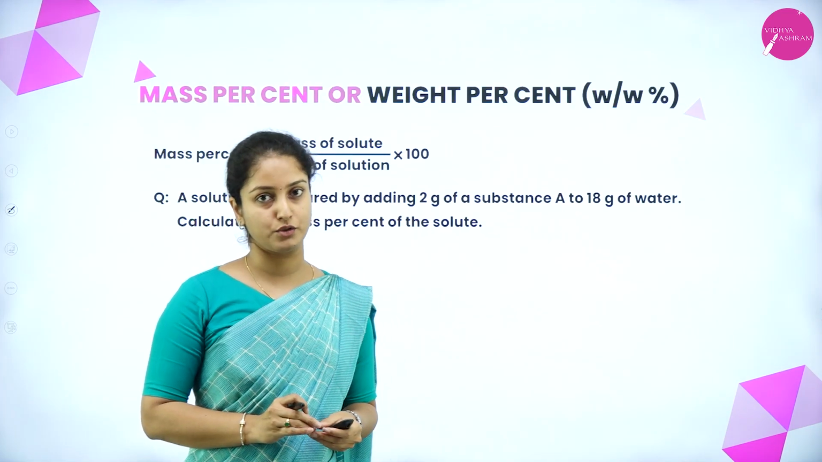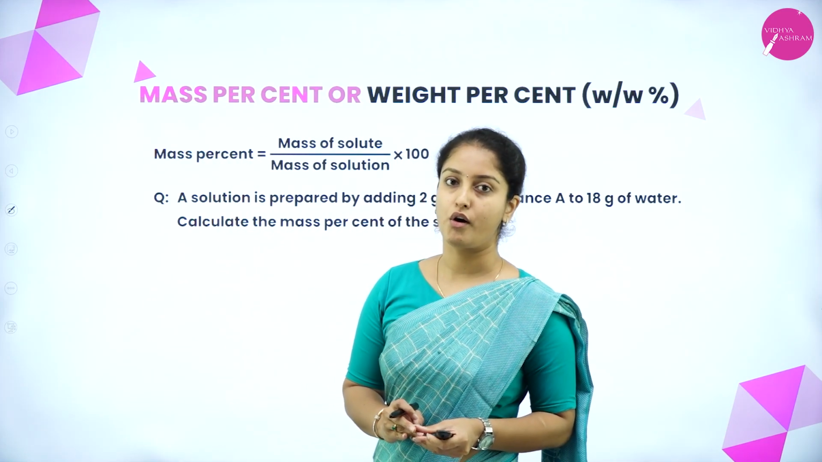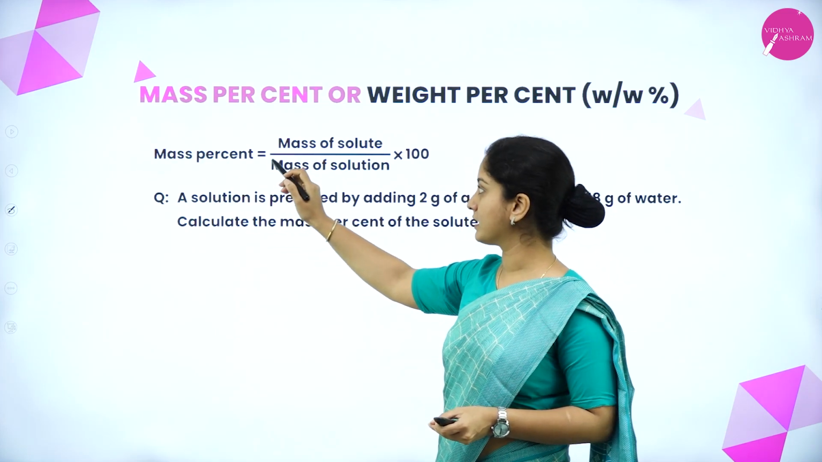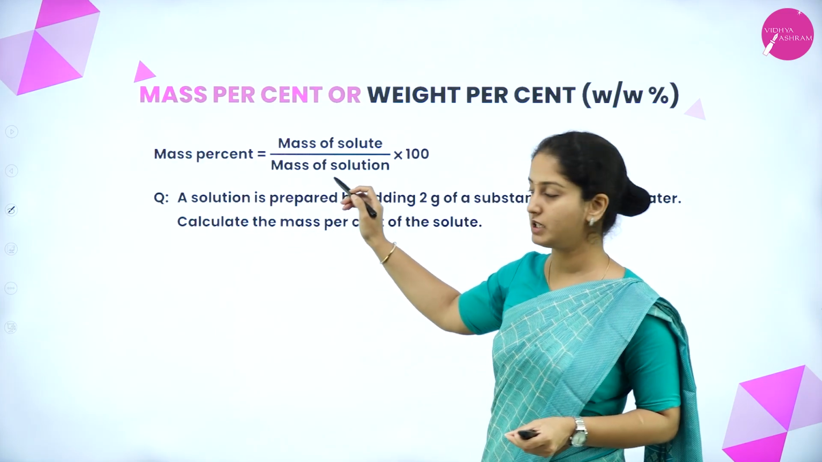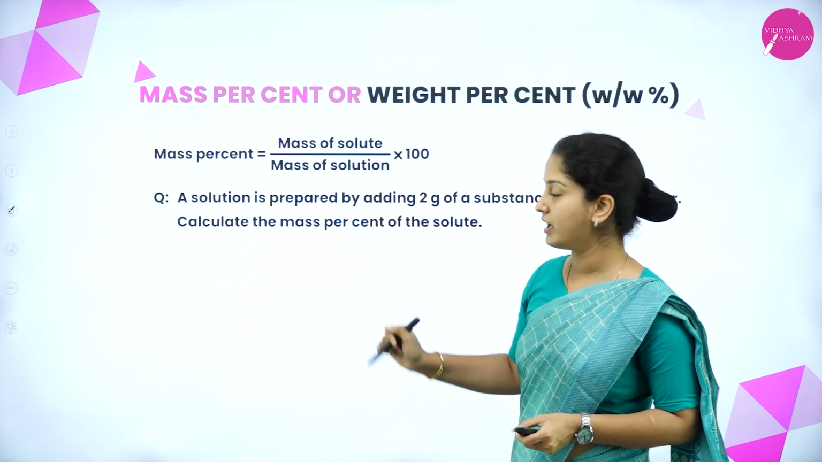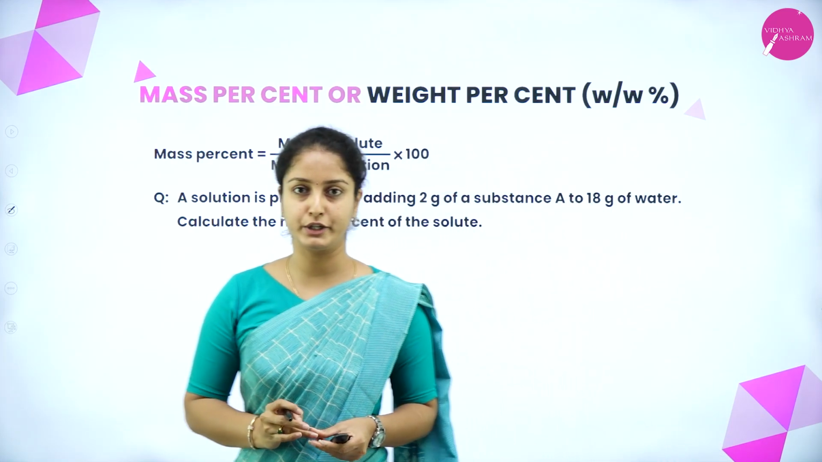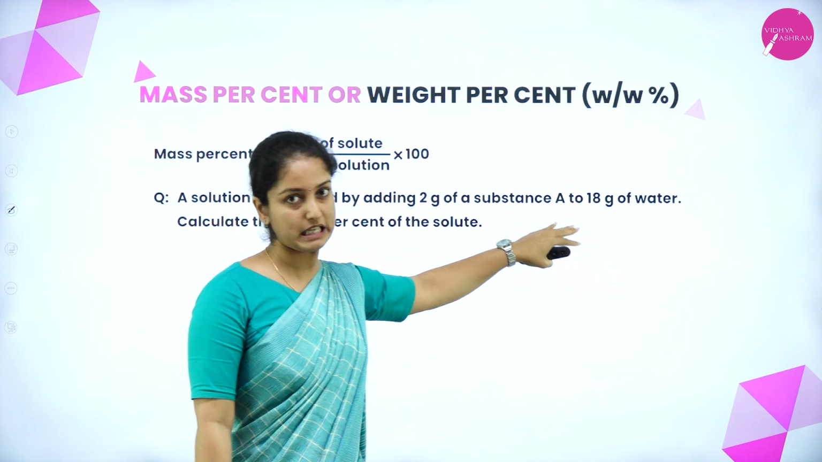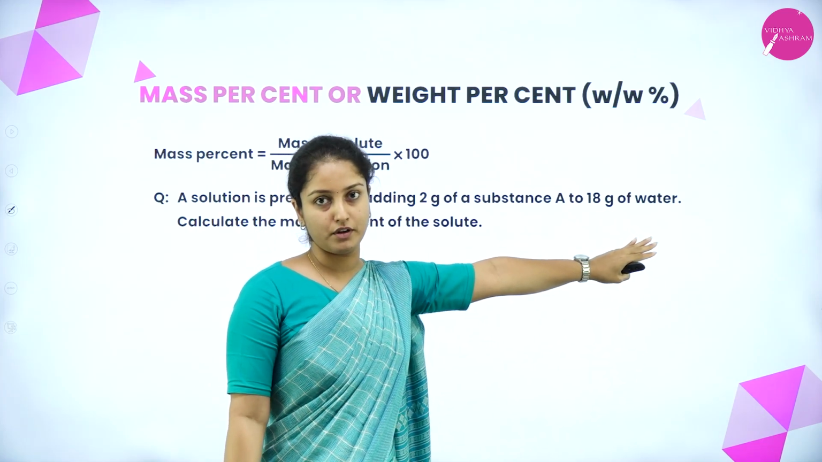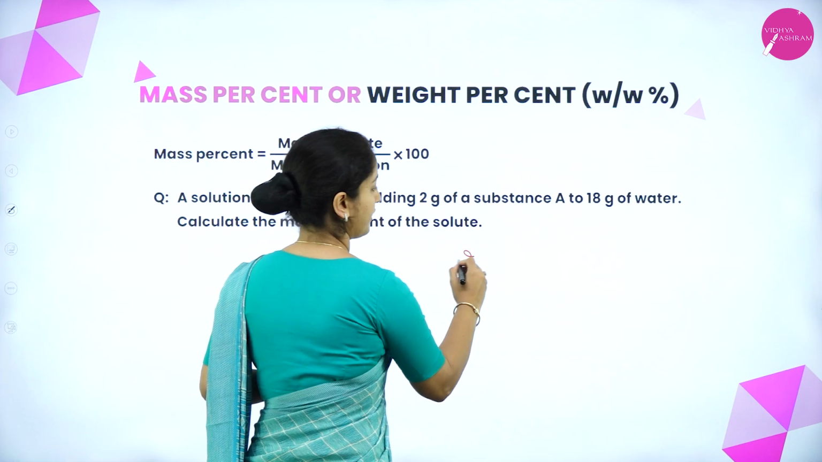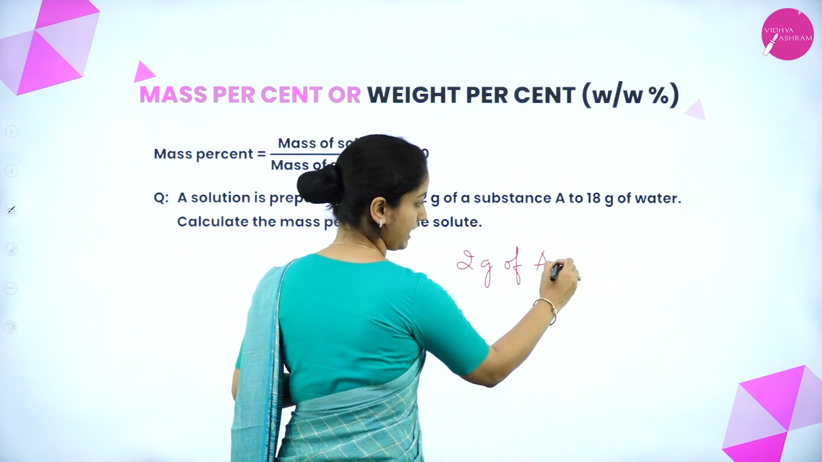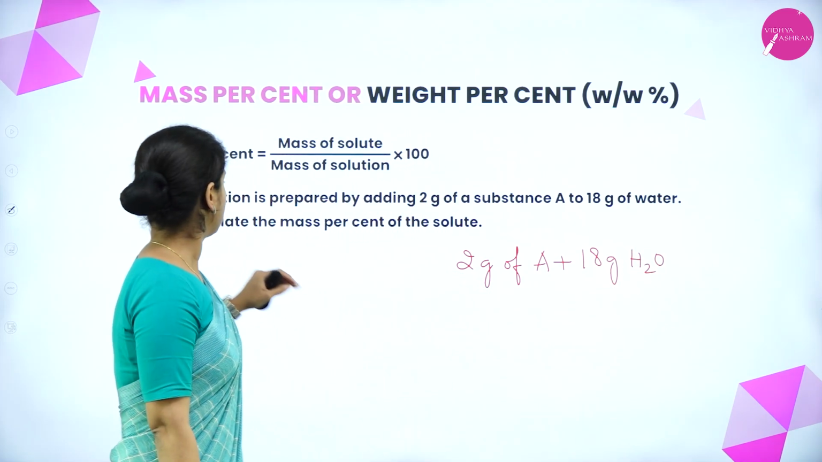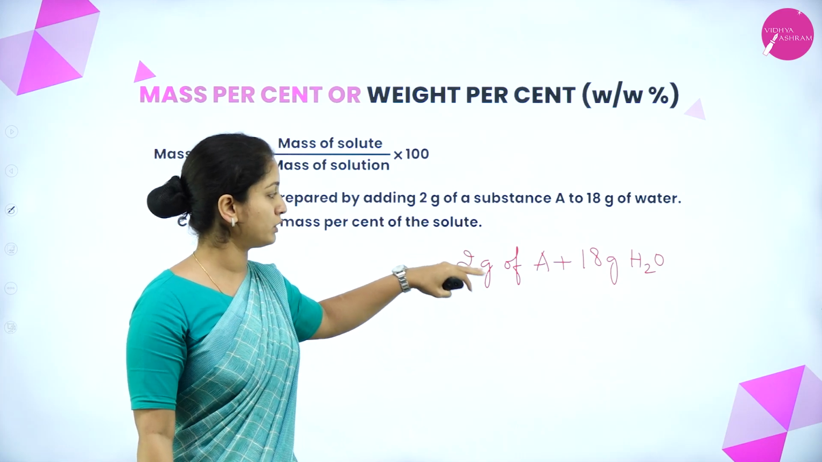The concentration of a solution in terms of mass percent or weight percent can be expressed by the formula: mass percent equals mass of solute by mass of solution multiplied by 100. Now we shall understand with an example. So we'll try to solve this question. A solution is prepared by adding 2 grams of substance A to 18 grams of water. So 2 grams of substance A is added to 18 grams of water. Now calculate the mass percent of the solute A.